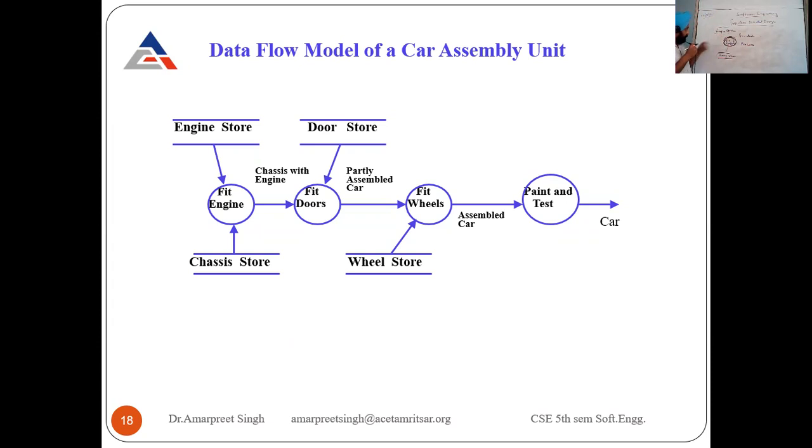So here the first process is to get the engine and fit it onto the chassis. This is the first function in the car assembly unit, and that function is shown as a process through the bubble. Then is fitting of the doors. So from where will we get the doors? Doors we will get from another data store, that is the door store.